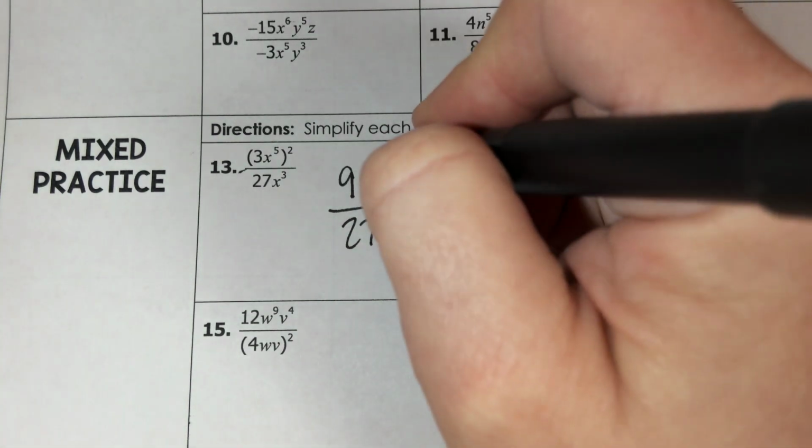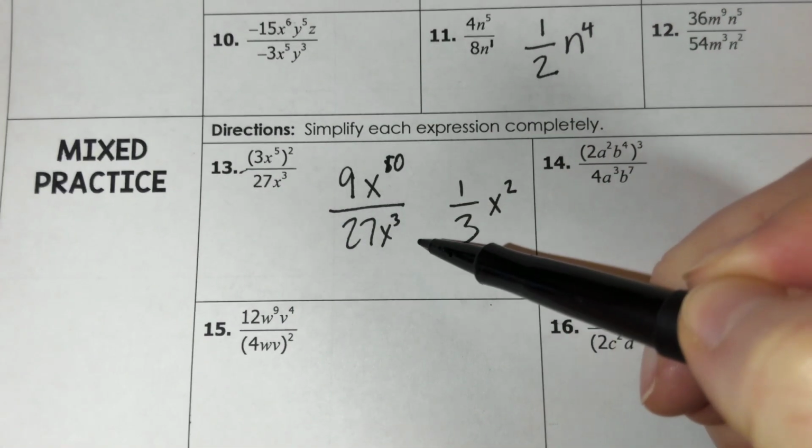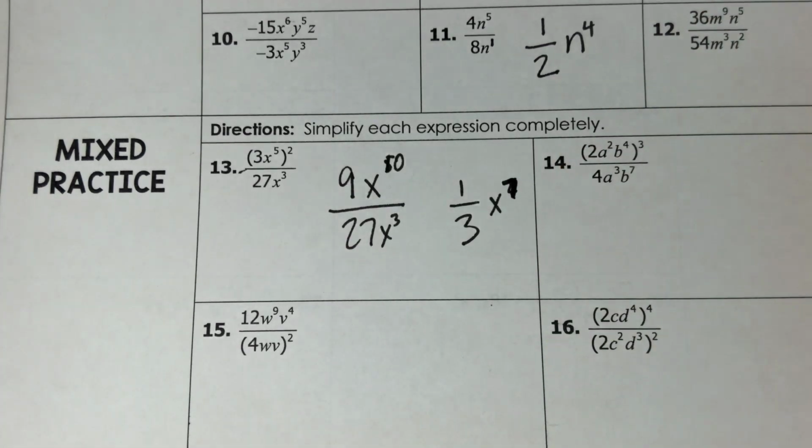Oh, I'm sorry, I wrote 5. That was actually a 10. Let me correct that. 5 times 2 is 10. 10 minus 3 here is 7, so it should be x to the 7th power. Sorry. So it's just a few more additional examples of this.